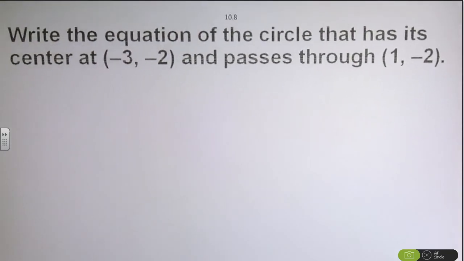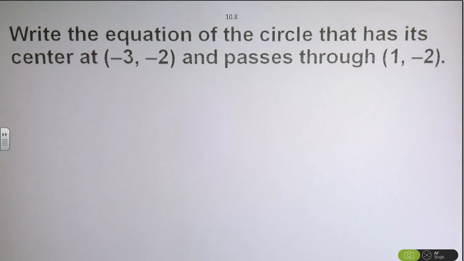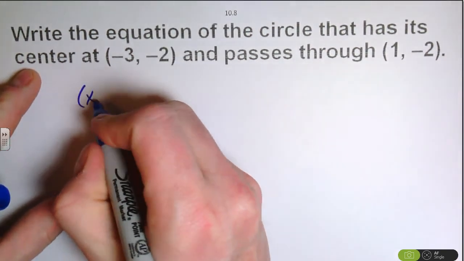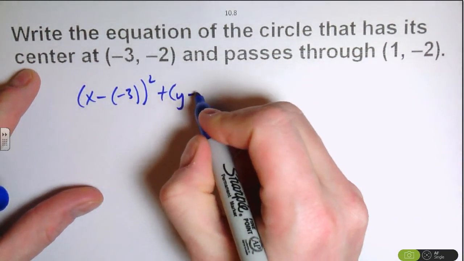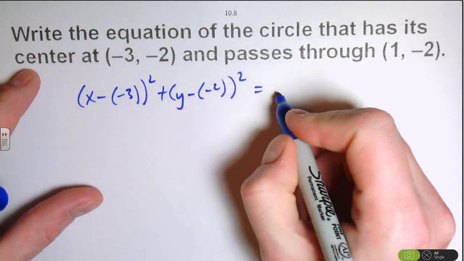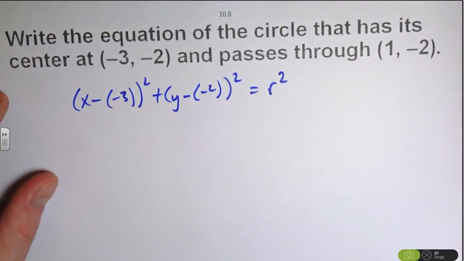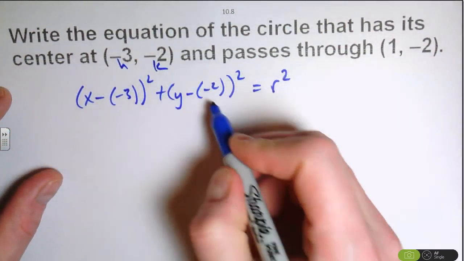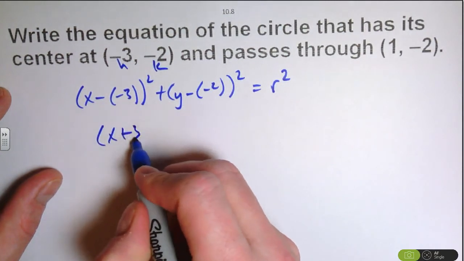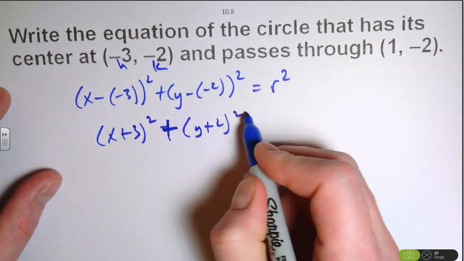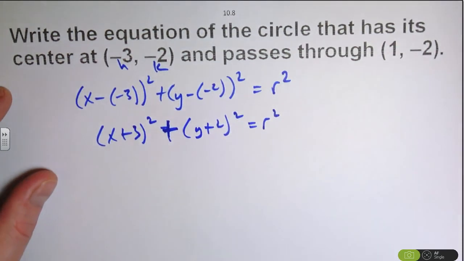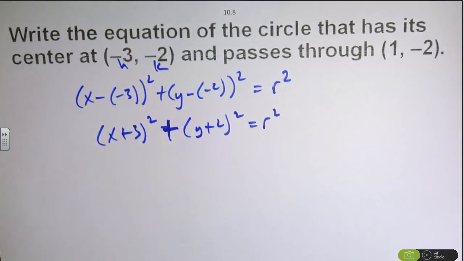this one's a little tougher because I don't have r. If I go to set up the equation, I would get x minus negative 3 squared plus y minus negative 2 squared equals r squared. This is h, this is k. So what I have is x plus 3 squared plus y plus 2 squared equals r squared. Well, what can I do here to figure this out?